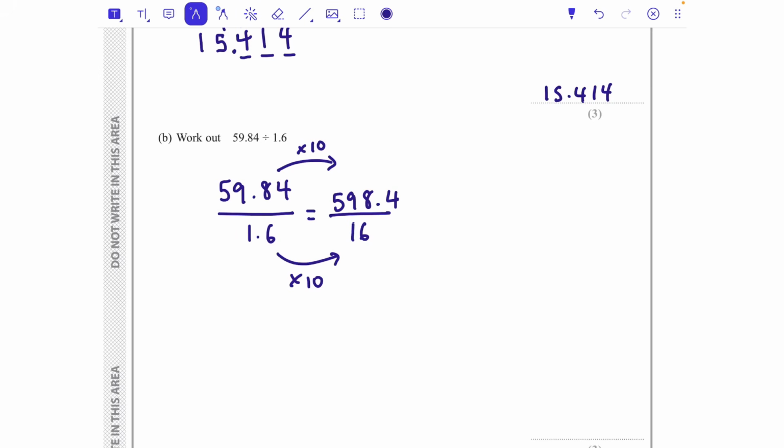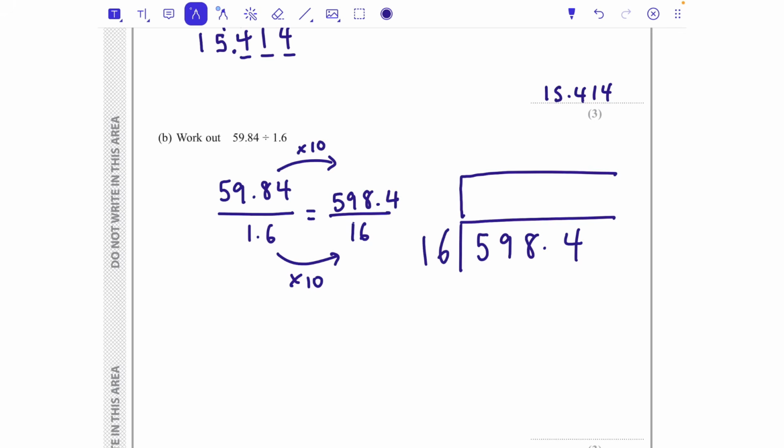598.4. Okay, so now I would probably go to my bus stop and we're going to do 598.4 divided by 16. However, I'm actually going to do a little bit of a trick here. You could divide by 16, put it here and then do 16 into 5 doesn't go, 16 into 59 and so on. But I'm not so hot on my 16 times table. So what I'm going to do is actually split it up to be 8 and 2, because 8 times 2 makes 16. So if I divide by 8 and then divide by 2, I'm still dividing by 16.